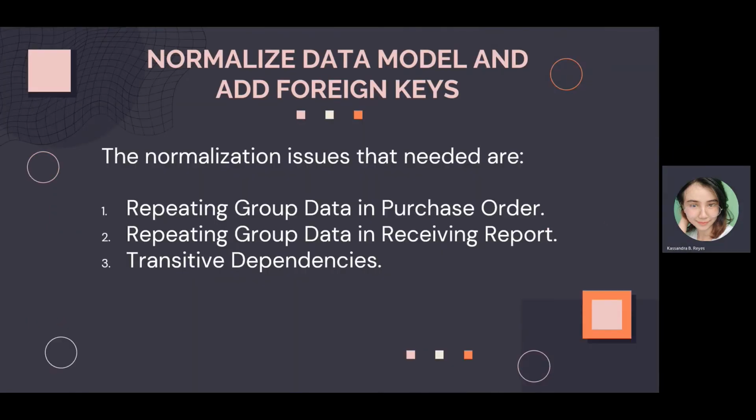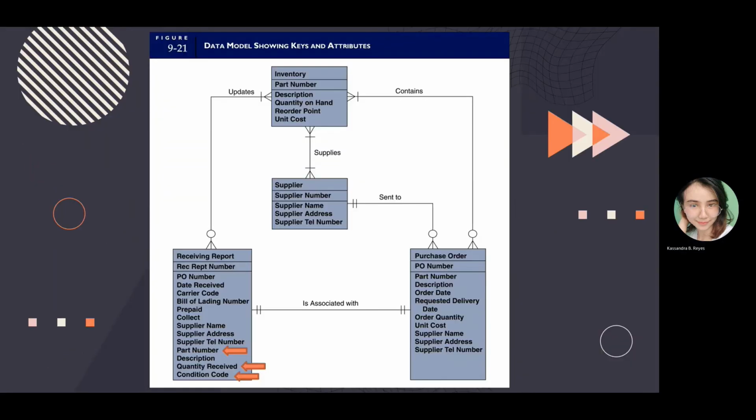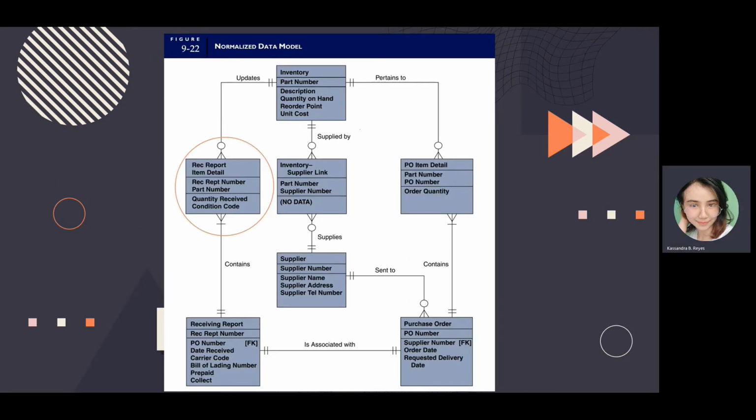The second issue is to resolve the repeating group data in the receiving report. The repeating group in the receiving report entity is the part number, quantity received, and condition code. Just like what we did earlier, we transferred the repeating group to the new entity, which is the receiving report item detail. And we assigned the attributes receiving report number and part number as the composite primary key. This will resolve the many-to-many association and serve as the link between the receiving report and inventory entities.